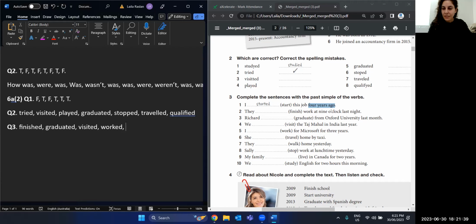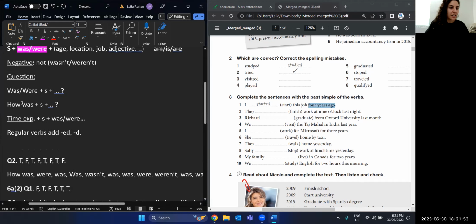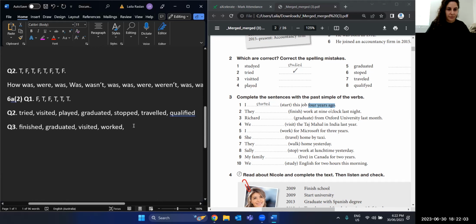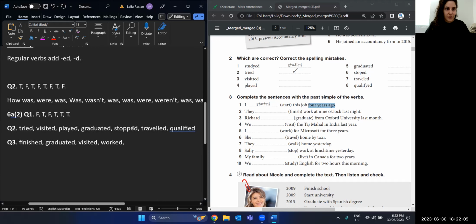So we can see all the time expressions. Last year, 3 years, last month, last night, 4 years ago. They could be at the end of the sentence or at the beginning. It's up to you. It's easier when you're first learning to put it at the beginning because your mind can think when it happened first, who did the action, and then the verb.